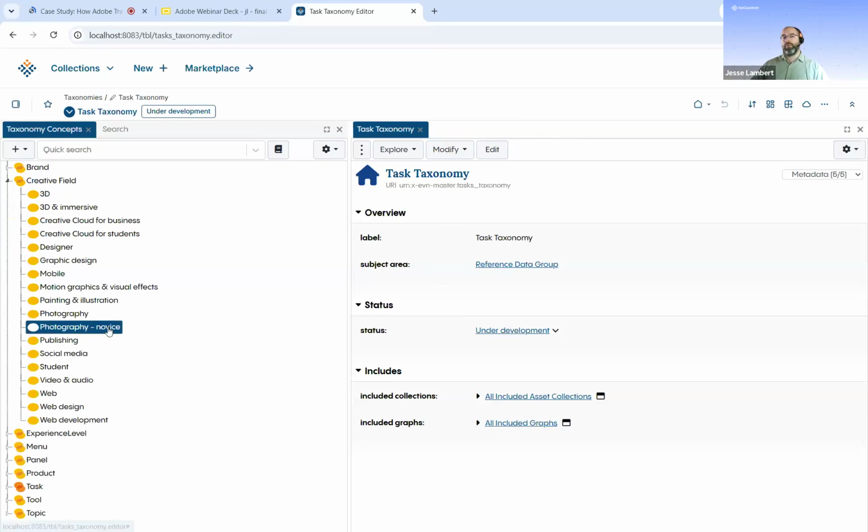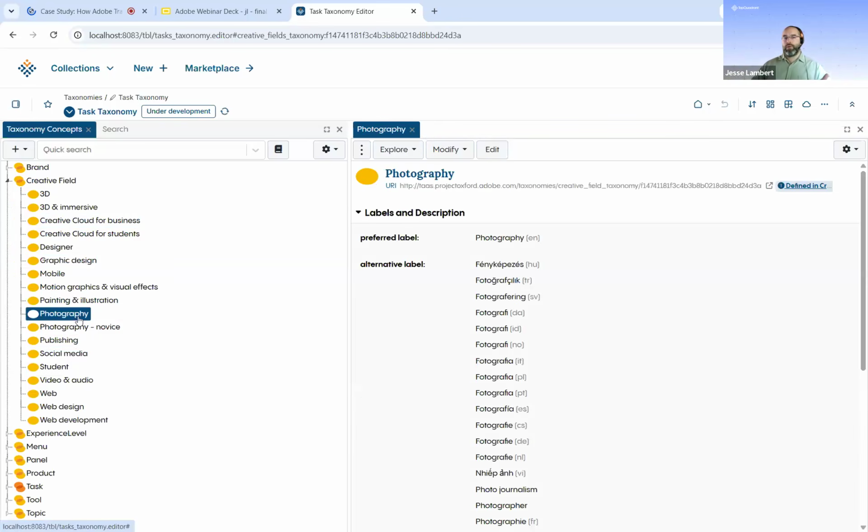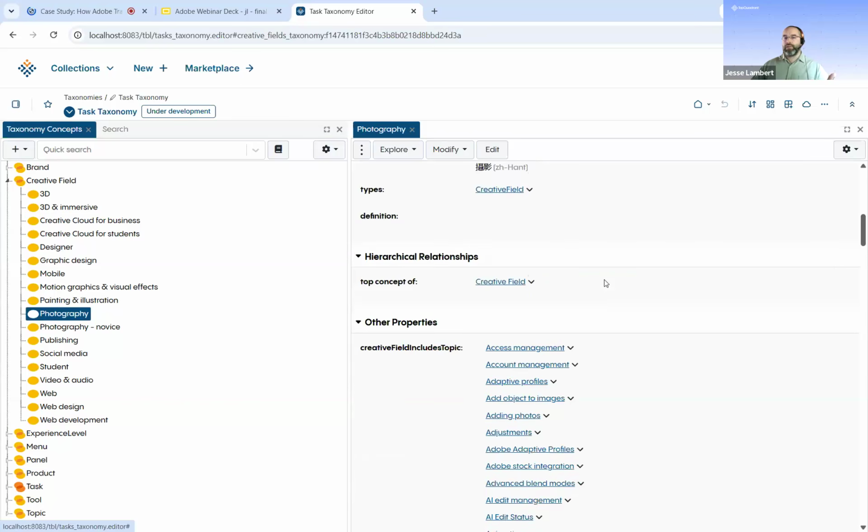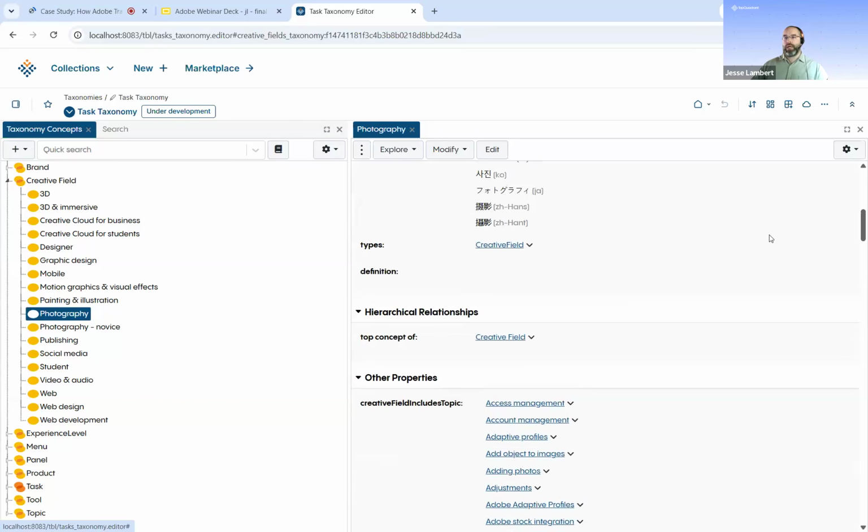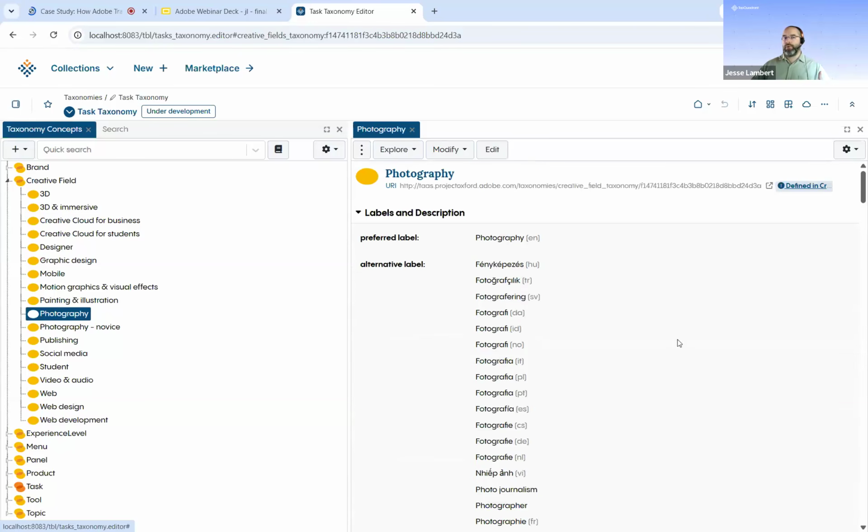And some of these things are simple, right? So creative fields is kind of like a small, nice controlled vocabulary. And even here, if I were to click on something like photography, multilingual, highly interconnected, and associated. So as I scroll down, very large scroll bar, lots of connections to photography, for example. Okay, so a lot of capability here.